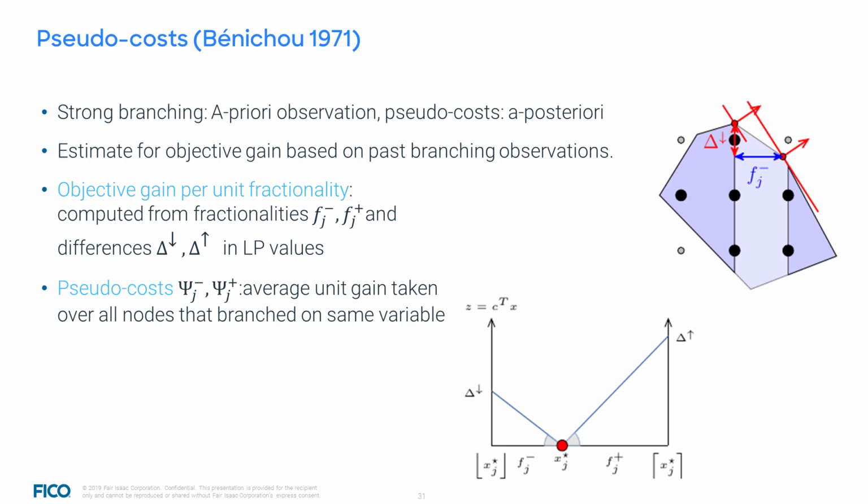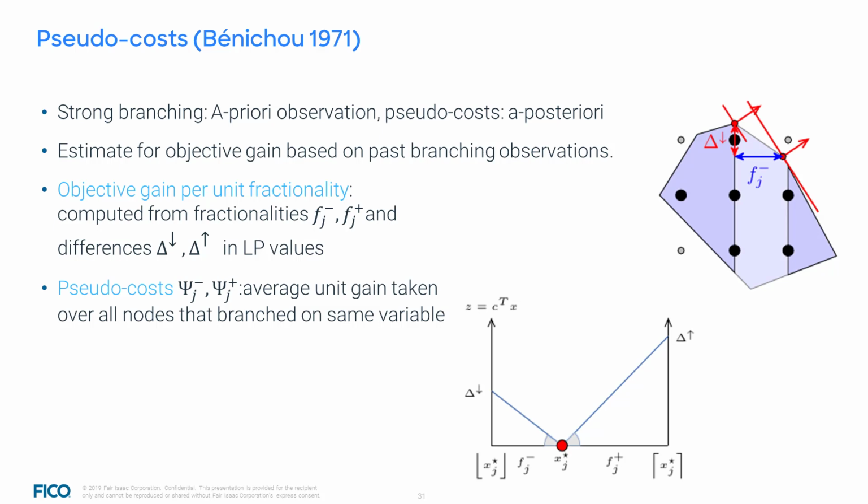More precisely, for each node the objective gain per unit fractionality is computed for the variable that led to this node. The variable-wise average of all such observations are the so-called pseudo-costs. In brief, pseudo-costs are the average unit gain taken over all the nodes that have branched on this variable in the past.